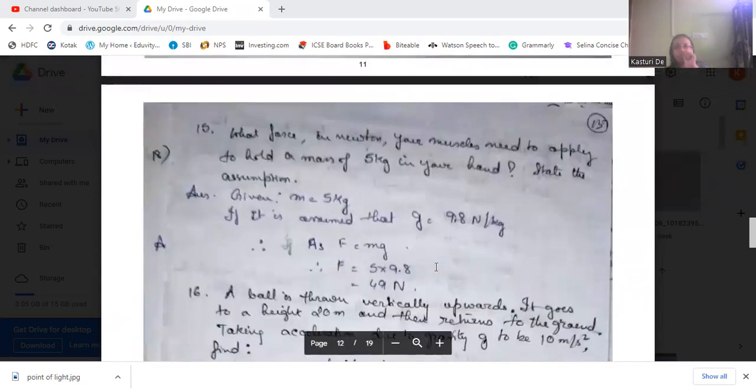Next is, what force in Newton do your muscles need to apply to hold a mass of 5 kgs in your hand? State assumption. The given mass is 5 kgs and it is assumed that g is equal to 9.8 Newton per kg.